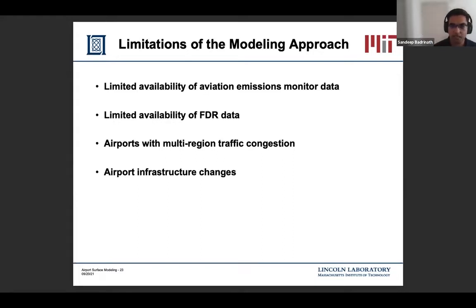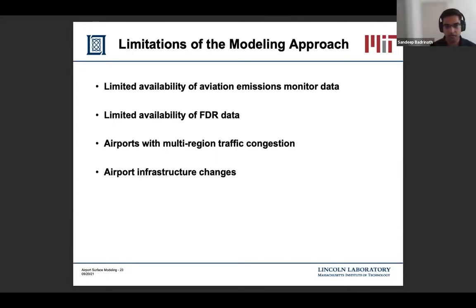The other thing is the limited availability of FDR data. Ideally, we would like to have a few representative FDR data samples for each aircraft type that is operational to get the baseline fuel flow rate. Unfortunately, we don't have access to FDR data for each aircraft type.